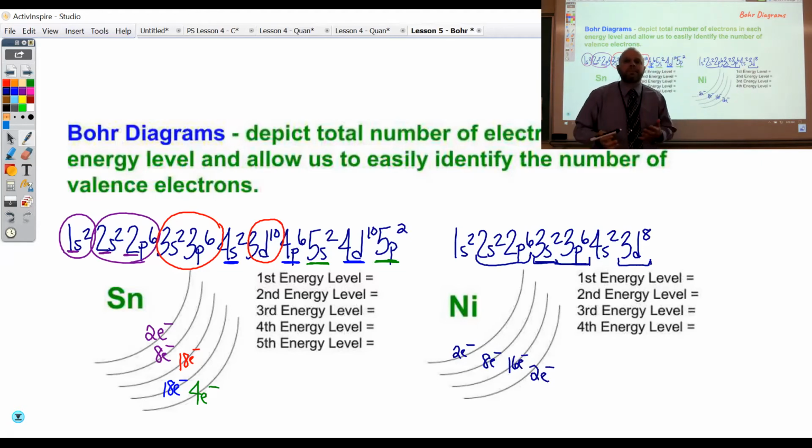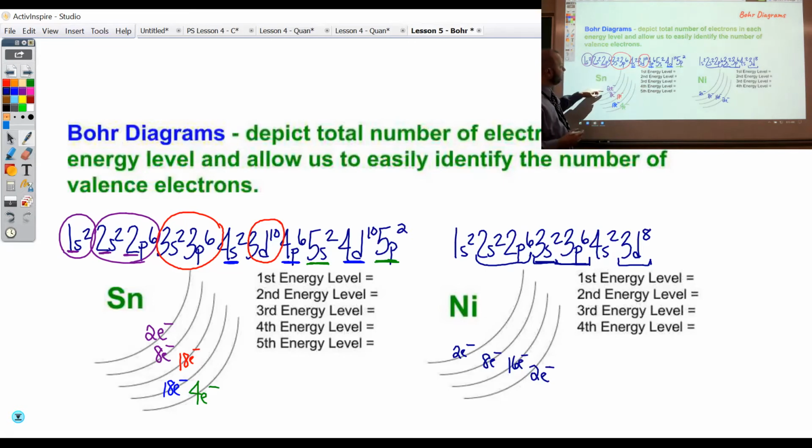Now, when I made the homework assignment for this lesson, it was very difficult to edit the picture with all of these semicircles that were in there. So instead, what I'm asking you to do is to just identify the number of electrons in each energy level on the side here.